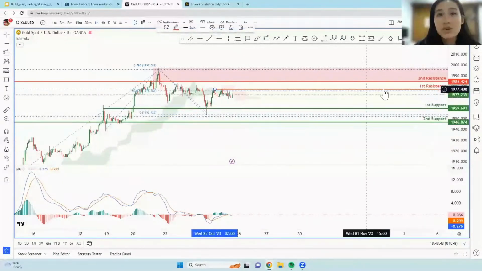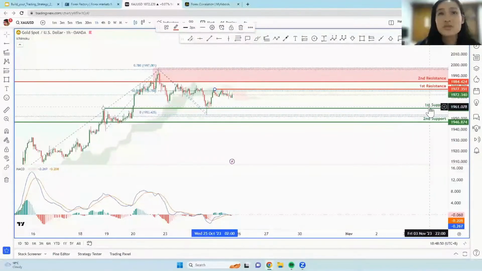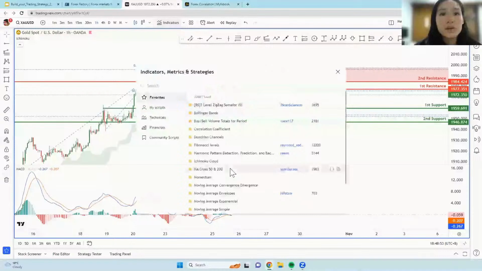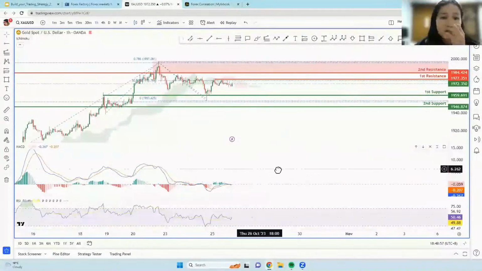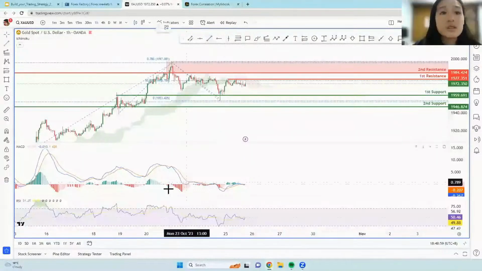So I can go in for a sell from my first resistance to my first support. But just to double check, I'm going to go in with another indicator as well.